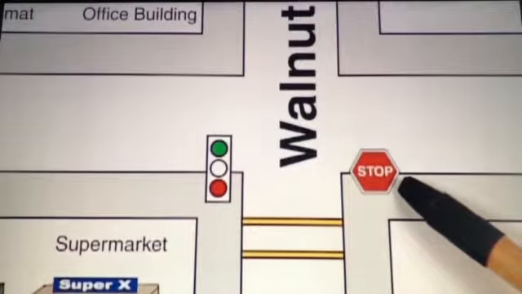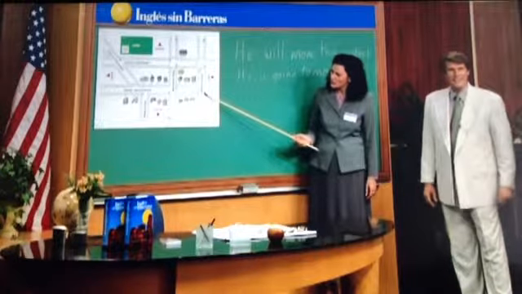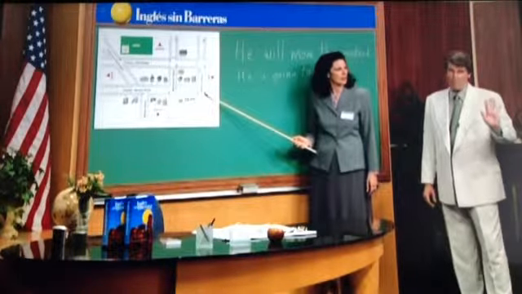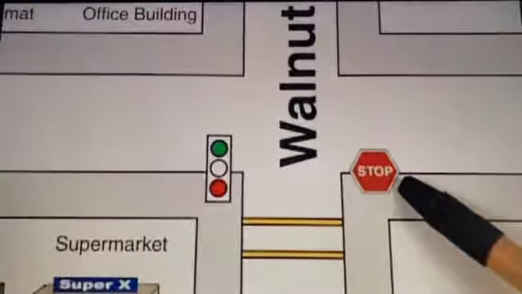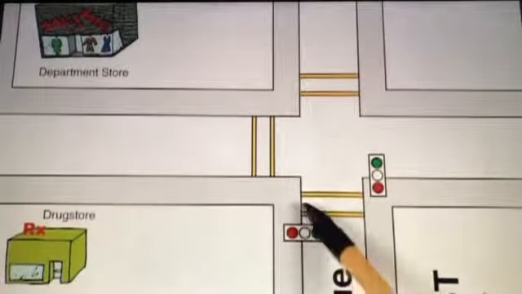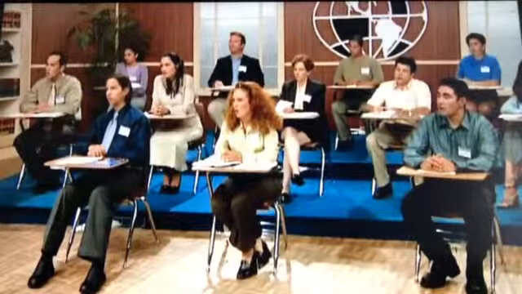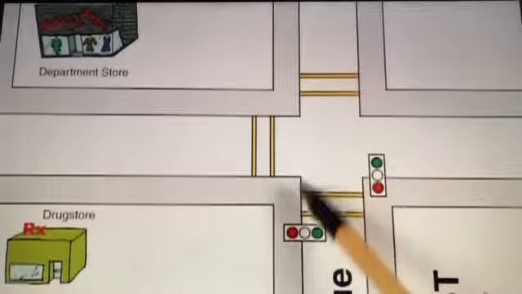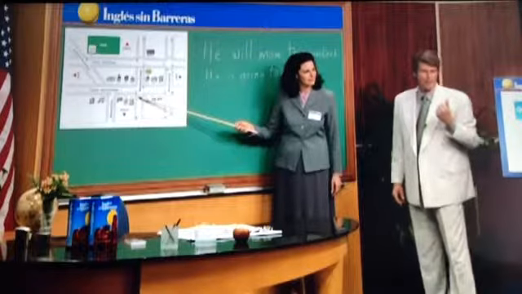I think it's called a stop sign. That's exactly right. Stop sign. Señal de stop. What is this and this? These are crosswalks. Crosswalks. Paso de peatones.